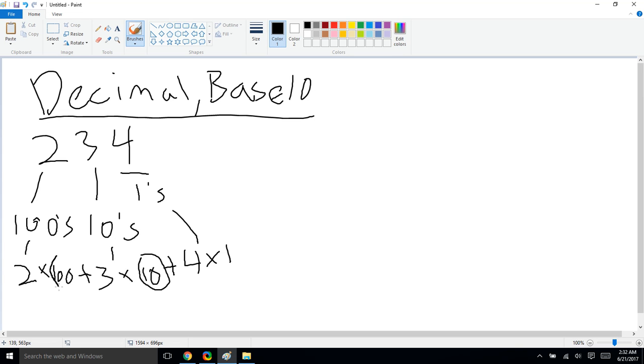we have 100, and 1. Those are all powers of 10, increasing powers of 10. 1 is really 10 to the 0 power. Any number to the 0 power is 1. And then we have 10 to the 1 power. And then we have 10 squared. And if we went up to the thousands place, that would be 10 cubed.